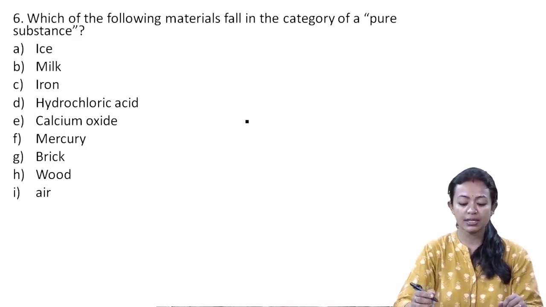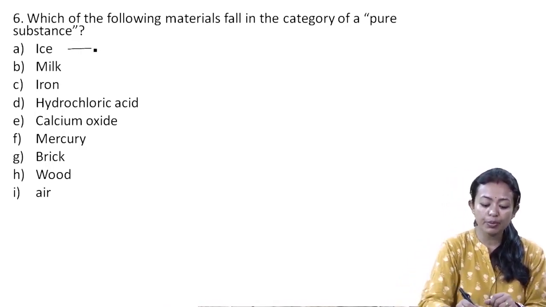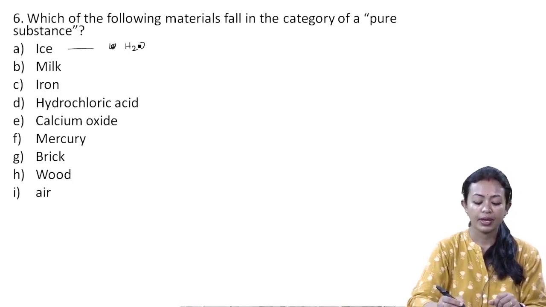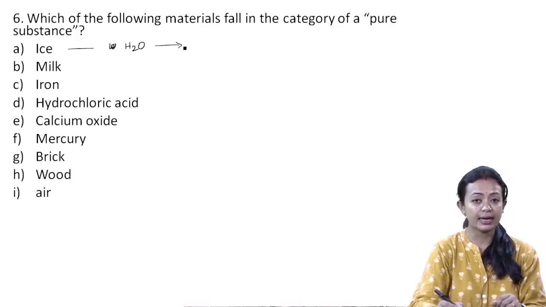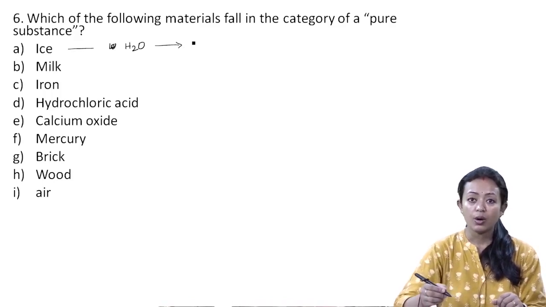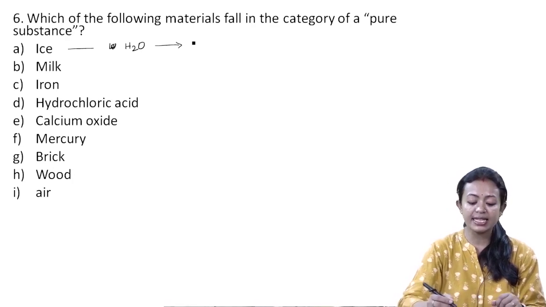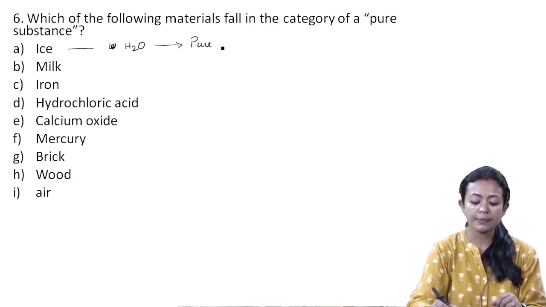So, let us start. Is ice pure? Ice is made up of water molecules. That means it is H2O. So, definitely it is a compound and this compound exists in the solid state. Thus, ice is a pure substance.